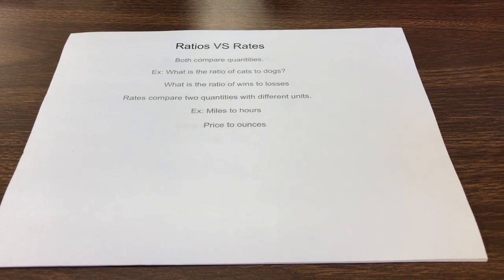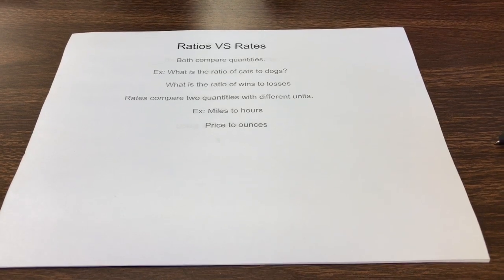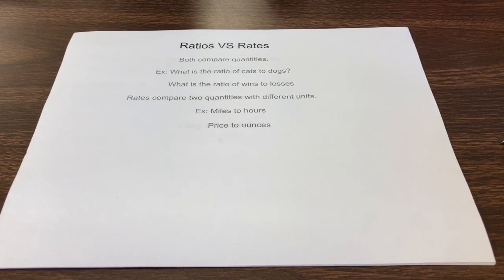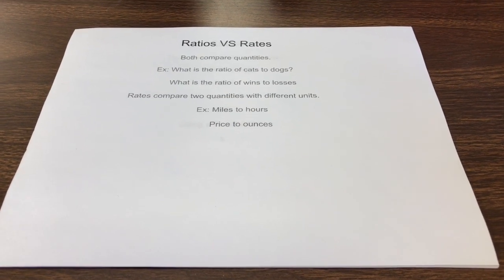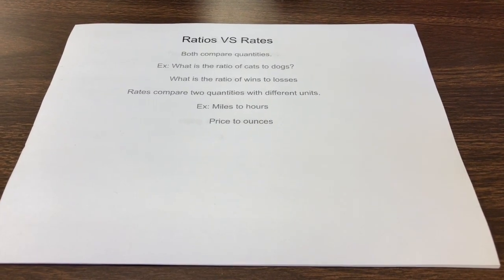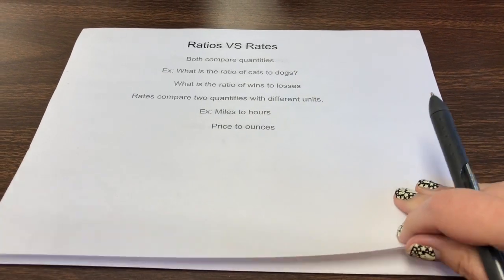Rates compare two quantities with different units. So that's the difference. Both of them are comparing, but rates compare with different units. So an example is miles to hours, prices to ounces. Those are two examples that you see every day, and you just don't realize that they're rates or ratios.